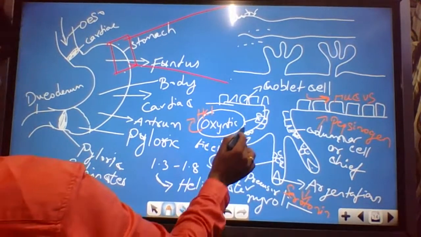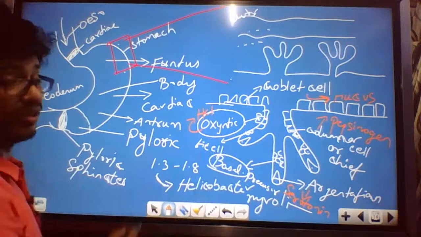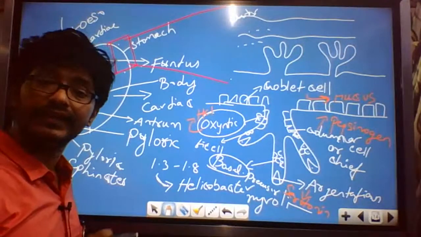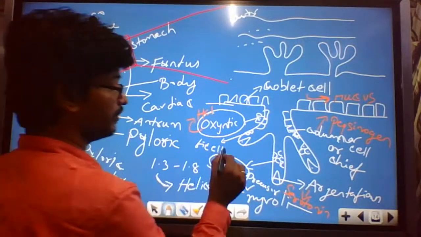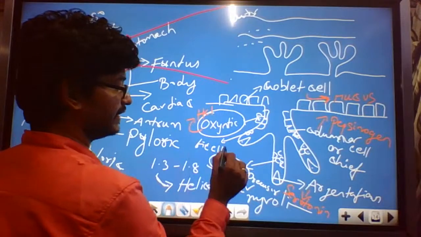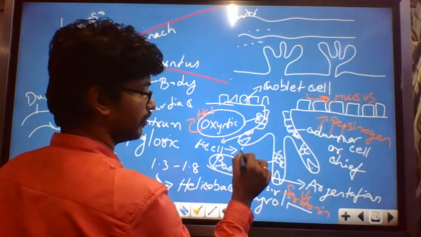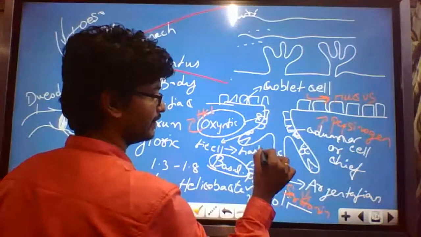There's another cell called G cells. These G cells are called endocrine cells. This is responsible for gastrin. So this is the G cell. This is responsible for the production of gastrin.